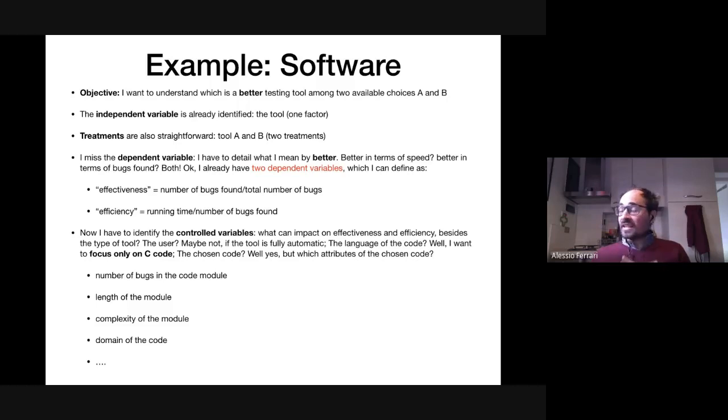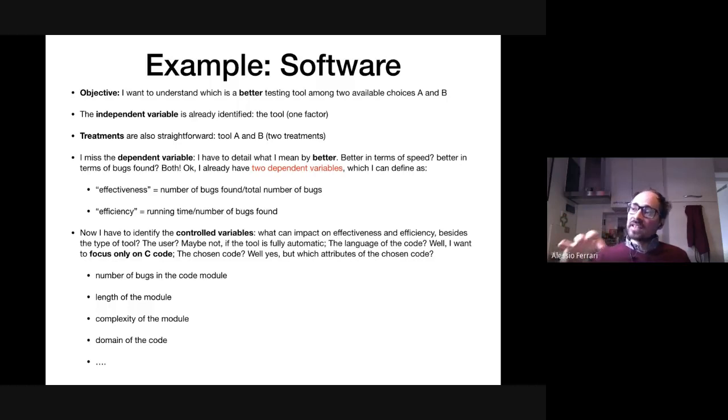And the question that I need to answer is, what can impact effectiveness and efficiency besides the type of tool? Well, the user, we said, no, it doesn't impact, because the tool is just a push button tool, fully automatic. The language of the code, yes, but probably it is too hard to consider all types of code because I would need too large a sample. And in addition, one of the tools is able to test just C. So I want to focus just on C code.